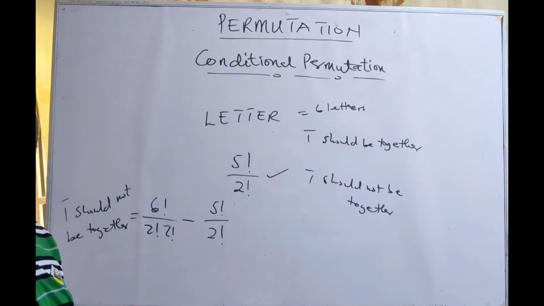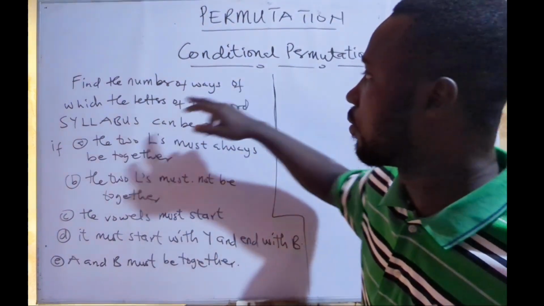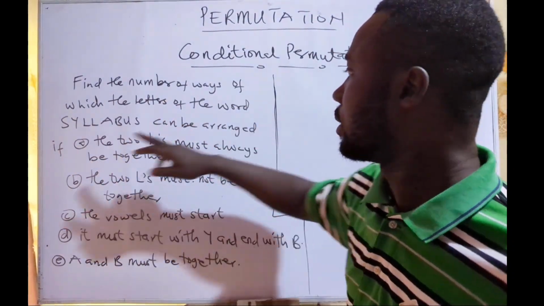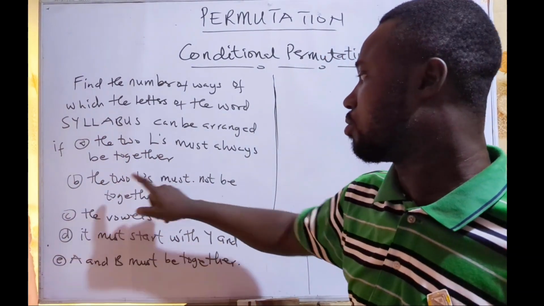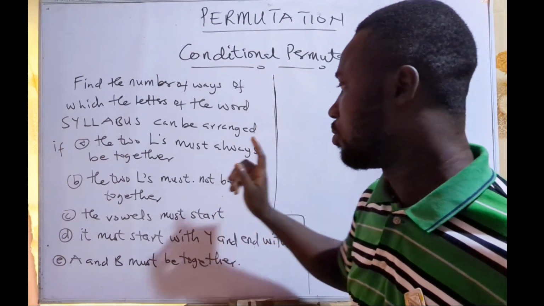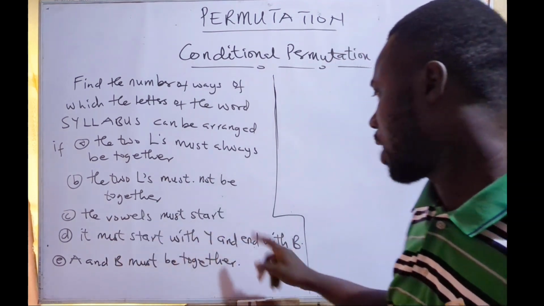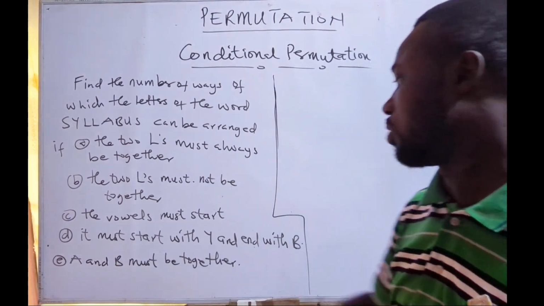All right, so let's go and look at some examples and know how to do it. Let's look at the question. Find the number of ways in which the letters of the word syllables can be arranged if A, the 2 L's must always be together, B, the 2 L's must not be together, C, the vowels must start, D, it must start with Y and end with B, and then E, A and B must be together.